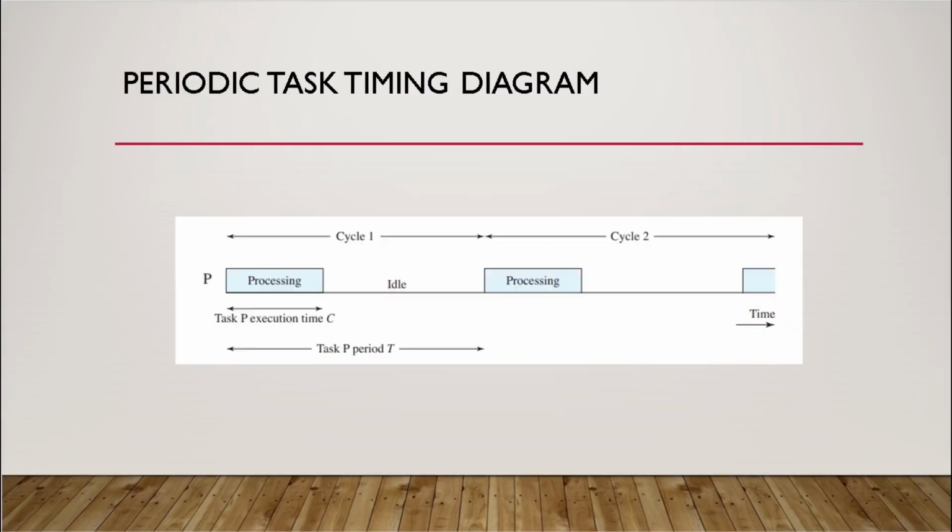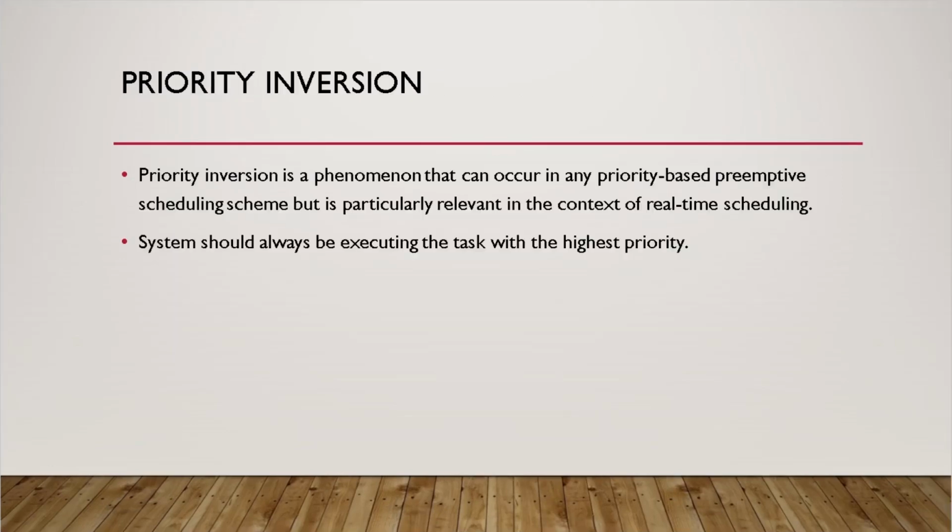This next figure represents the periodic task timing diagram. It illustrates the relevant parameters for periodic tasks. Priority inversion. Priority inversion is a phenomenon that can occur in any priority-based preemptive scheduling scheme, but is particularly relevant in the context of real-time scheduling.